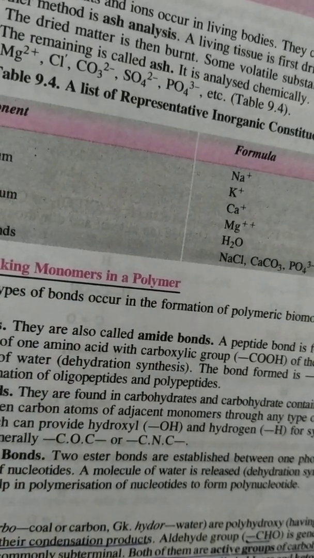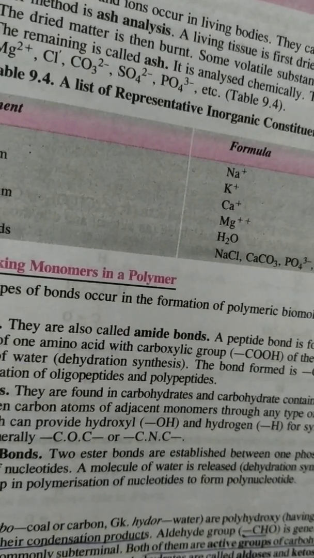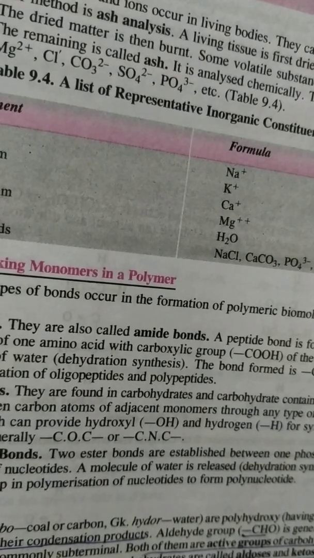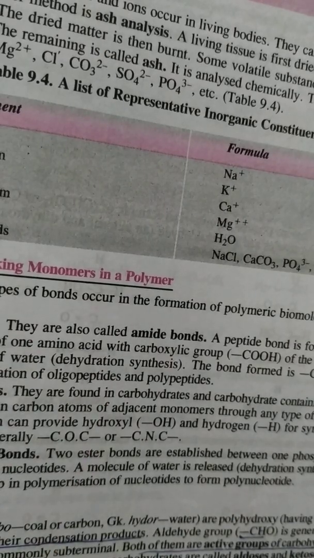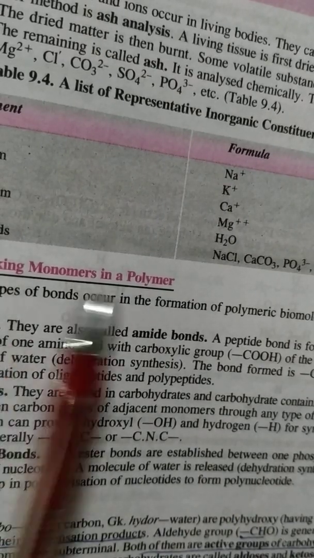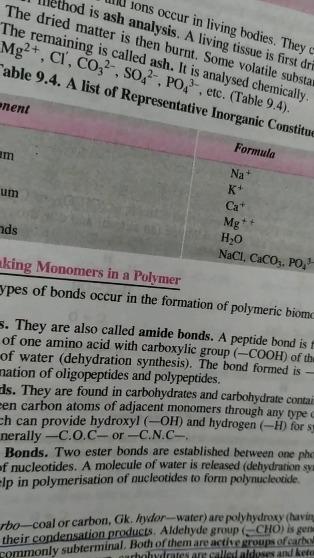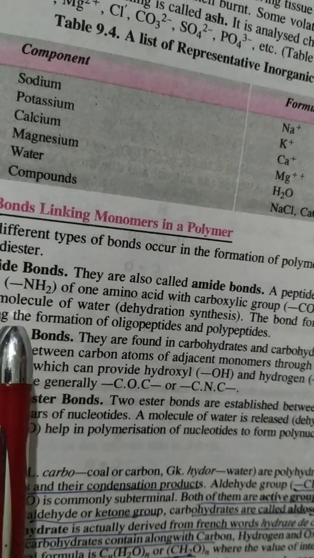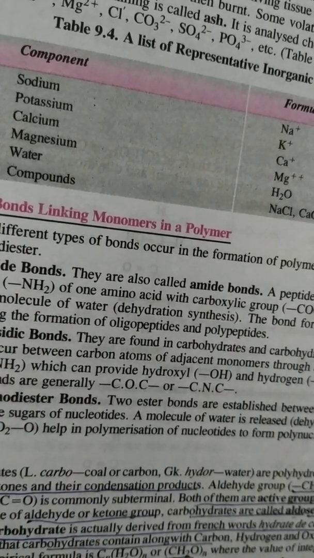These are inorganic salts. Now, the nature of bonds and linking monomers in a polymer: how they link together, and how micromolecules are converted into macromolecules in living organisms with the help of certain bonds. There are three types of bond found in macromolecules: peptide bond, glycosidic bond and phosphodiester bond.